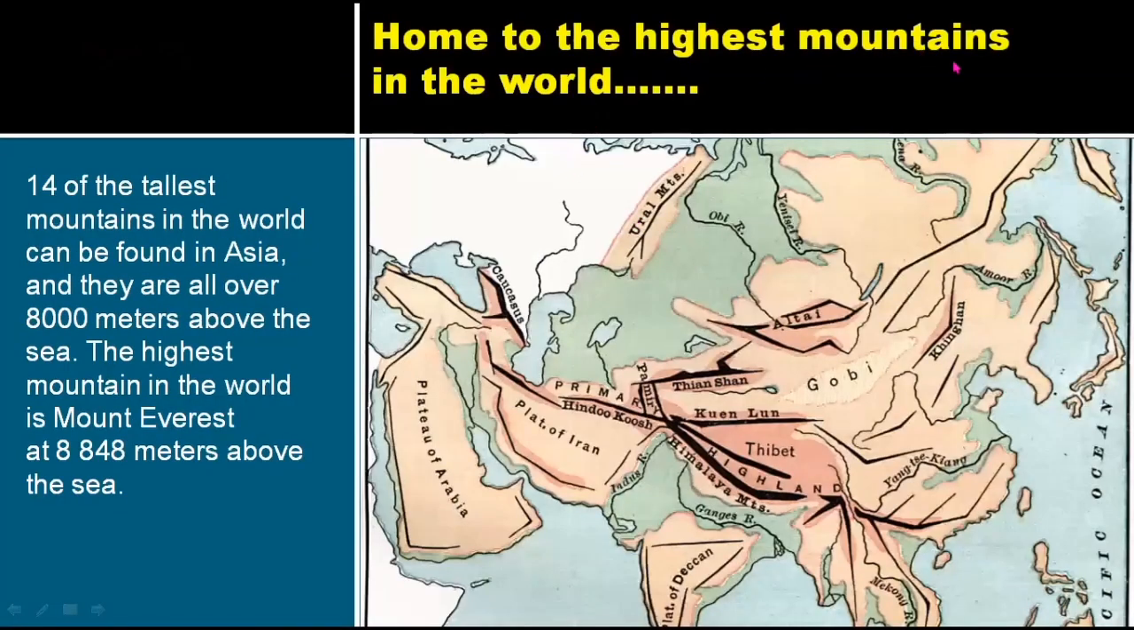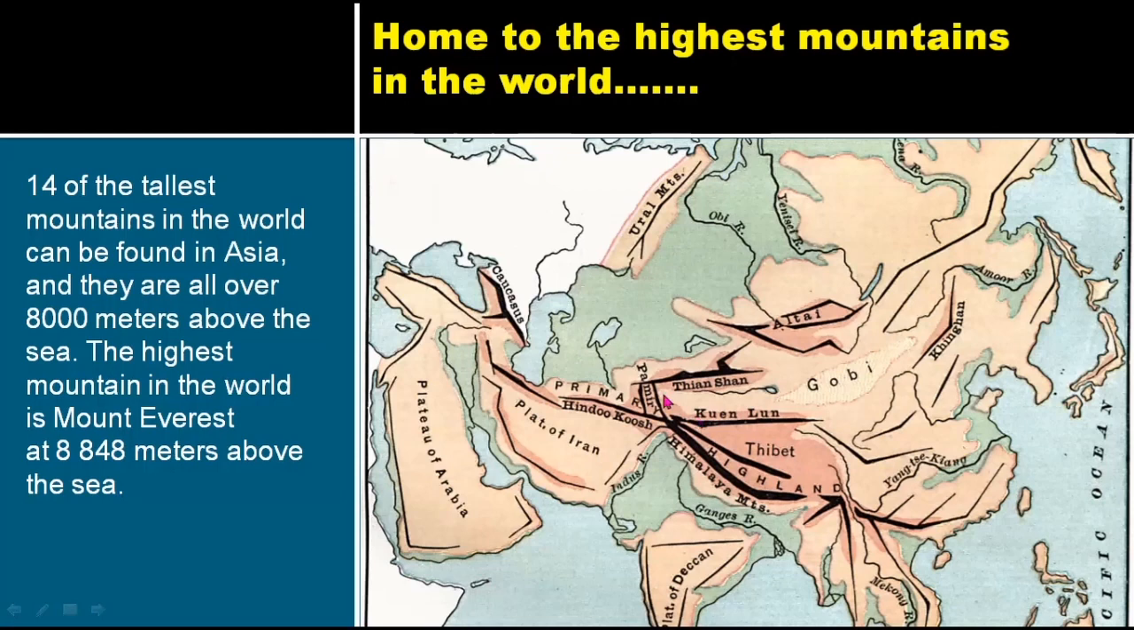It is home to the highest mountain in the world. If you look at the physiography of Asia, or the elevated places of Asia, you can find the highest places in the world. The 14 tallest mountains in the world can be found in Asia. These 14 peaks are all over 8,000 meters above sea level, and their average height is 8,000 meters. The highest mountain in the world is Mount Everest, which is 8,848 meters above sea level.